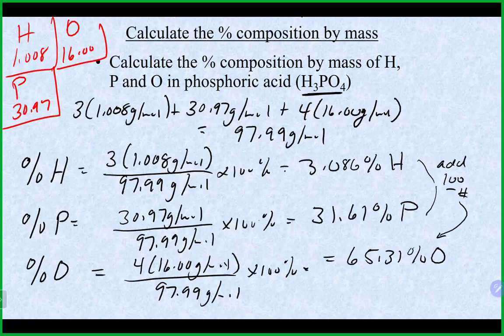Any questions on percent composition by mass? So it's straightforward: it's pretty much just the mass of the elements in the compound divided by the entire mass of the compound times 100. All right, so that brings us to how to calculate an empirical formula.